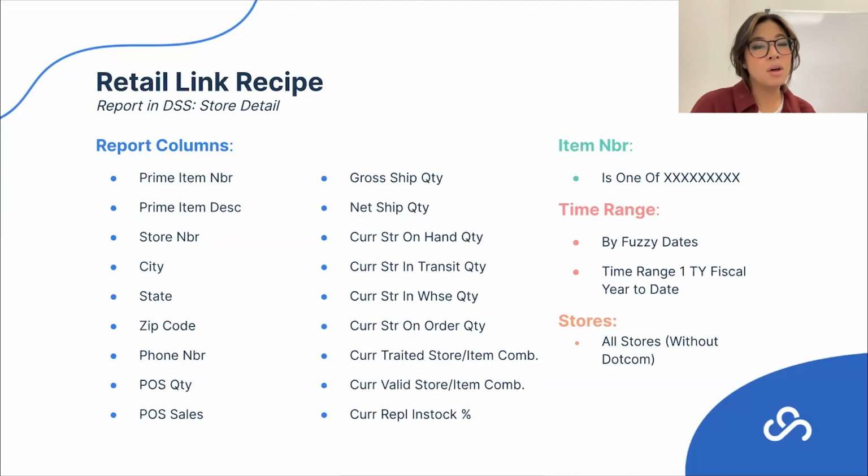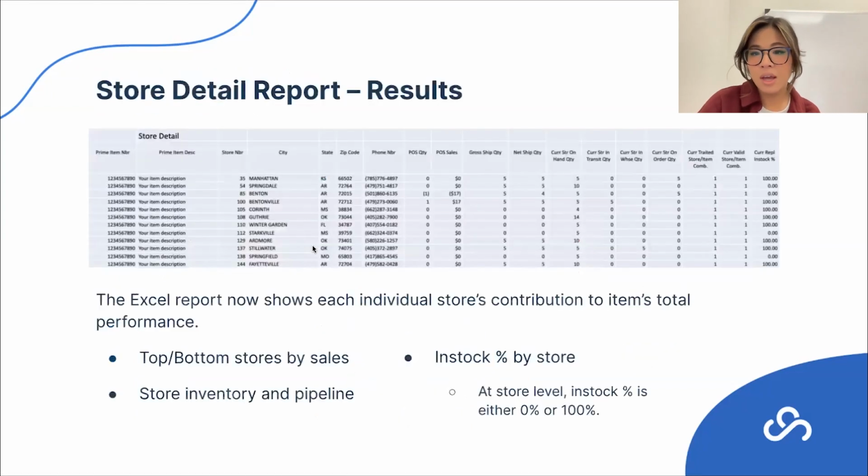So if you want the list of stores that you're in, what I would recommend is pulling this exact report, because you can see here, by item, by store, it will show you whether you are traded and valid for that store or not. If you are traded and valid for that store, you'll see a 1. If not, you'll see a 0. And then you can sum up and pivot table it and all that good stuff.